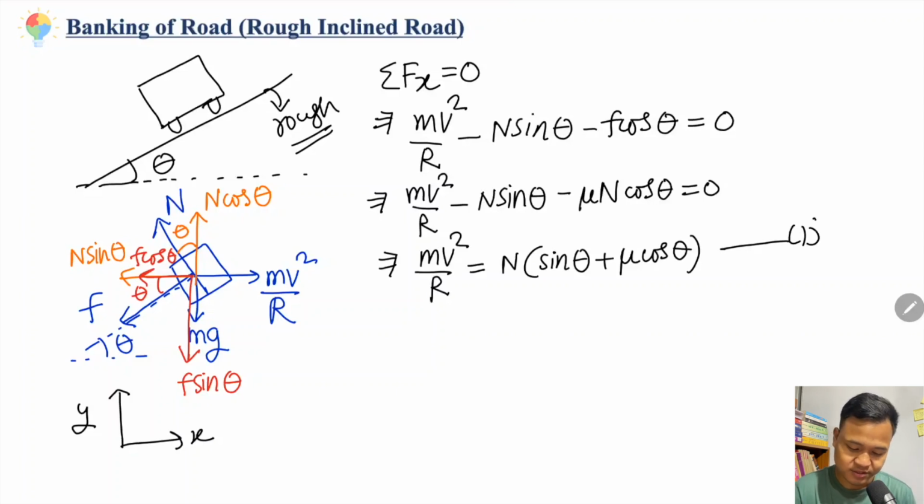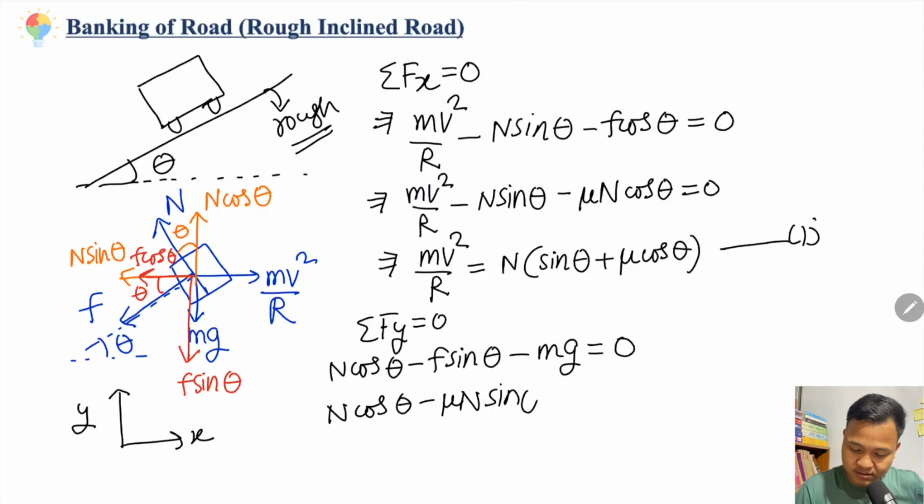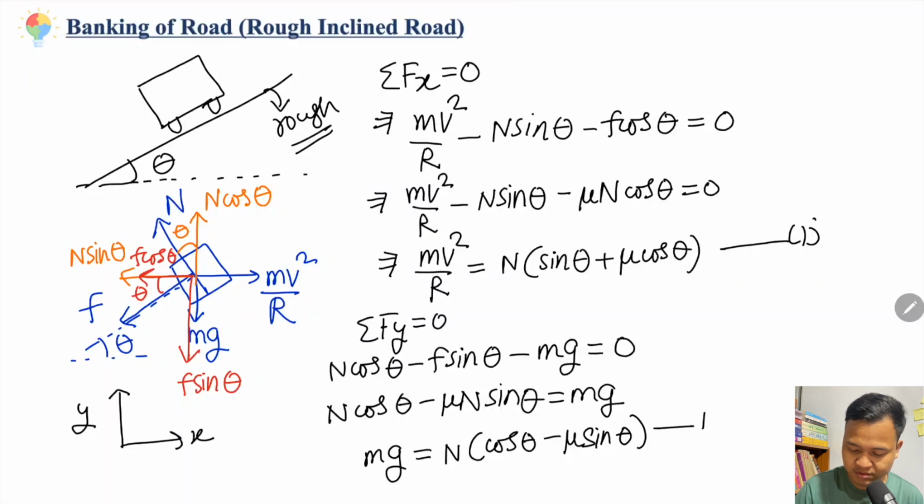So along the y you take again. So F y equals to 0. Along y we have N cos theta, minus f sin theta, minus mg equals to 0. Mg is acting downwards. Transferring mg, N cos theta minus mu into N sin theta equals mg. I'll just exchange sides, so mg equals N common, cos theta minus mu sin theta. So equation number 2.